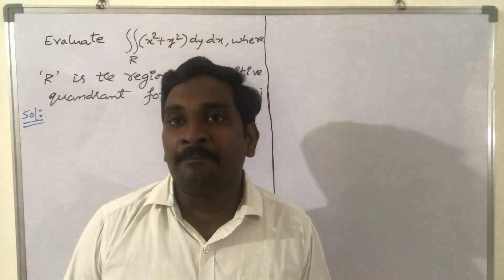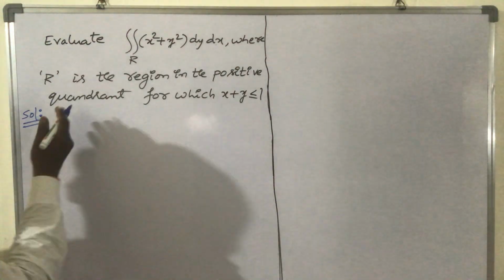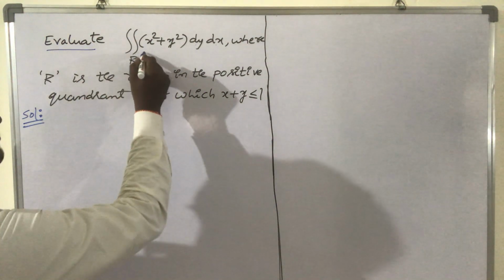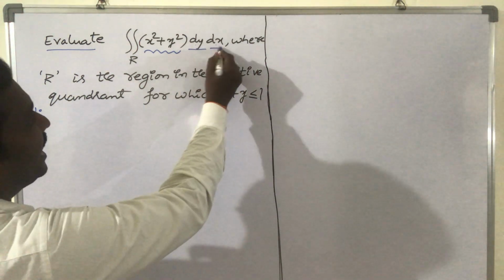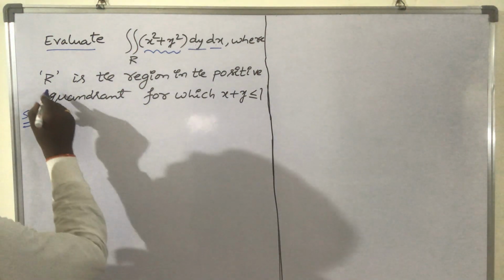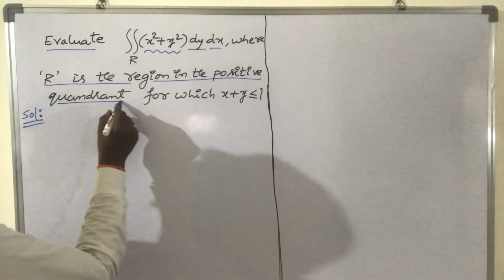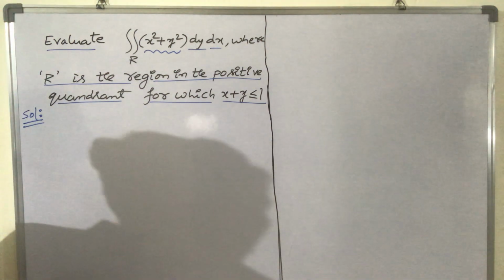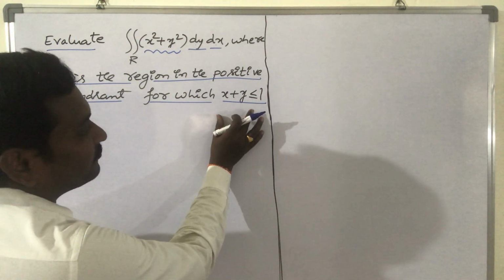Today I come back with another example on double integration. This is the problem today. Evaluate the double integral of the function x square plus y square with respect to y and with respect to x, where R is the region in the positive quadrant for which x plus y is less than or equal to 1. Okay, please try to understand the region here first.